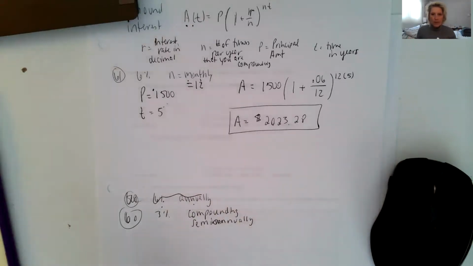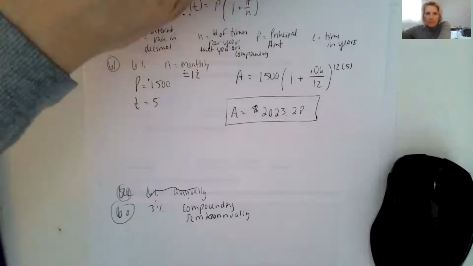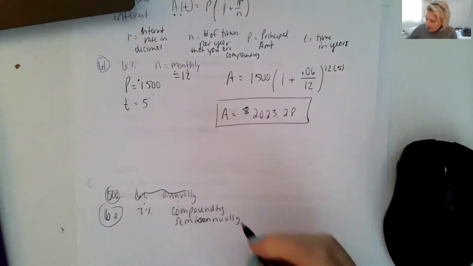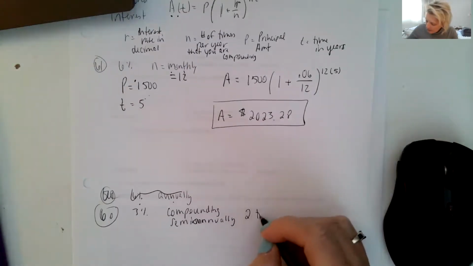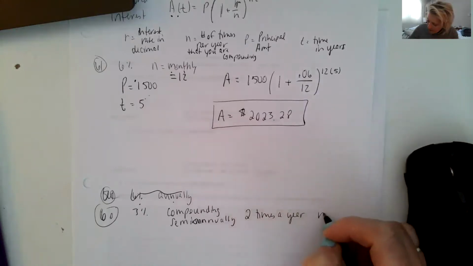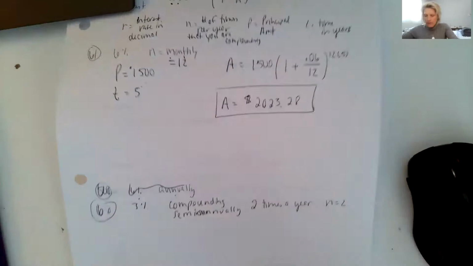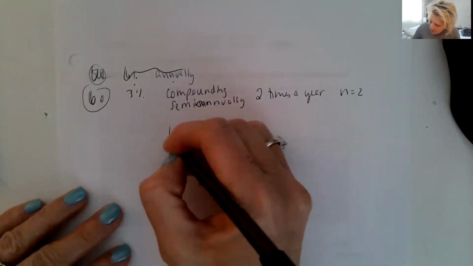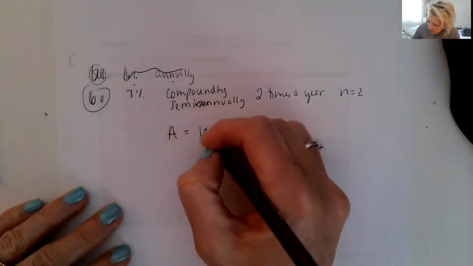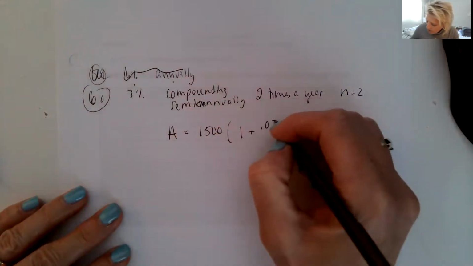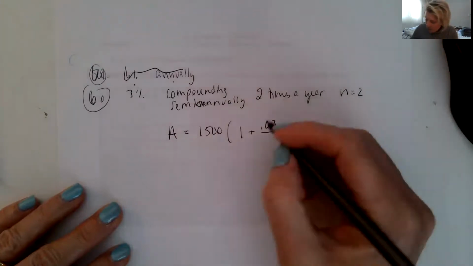So it's probably good to write down what all of these mean. Semi-annually means twice a year. So n is going to equal 2 for this. So let's fill in our formula here. A equals, we still have the 1,500. Our interest rate is 0.03 this time.